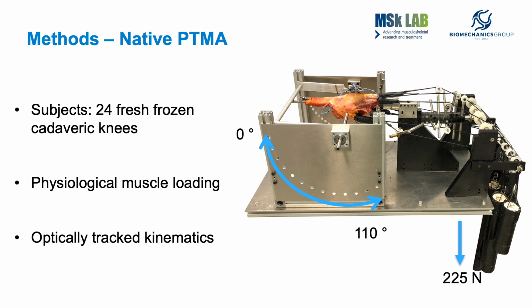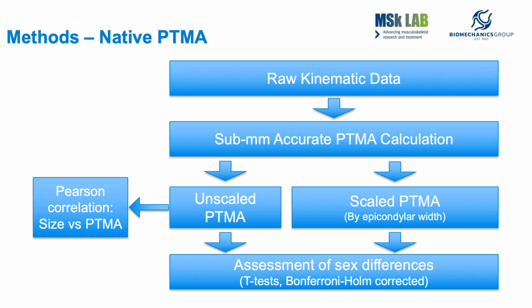To assess PTMA variation in the native knee, 24 fresh frozen cadavers were dissected, and the quadriceps, ITB and hamstrings were loaded to a total of 225 newtons, distributed relative to each muscle's cross-sectional area, with tensions directed physiologically by pulleys. Joint kinematics were tracked from 110 to 0 degrees of flexion, using the same protocol as the fabricated knee. The native PTMA was calculated using kinematics smoothed by the established combined filtering and interpolation approach. The resulting trajectories were duplicated. One set was left unscaled, and the second was scaled by epicondylar width, reducing the effective knee size. Pearson's correlations between the PTMA and knee size were calculated. Both datasets were split into male and female groups, and differences were assessed using t-tests.